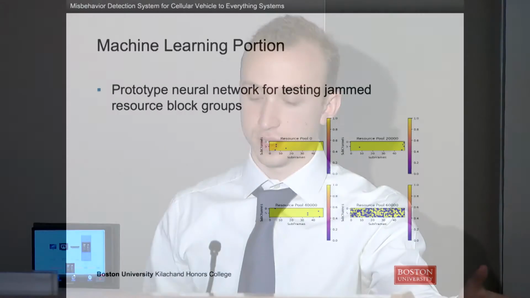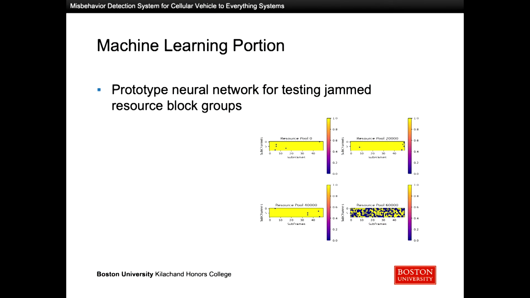Finally, for the machine learning portion, we used a prototype convolutional neural net for testing the jammed resource block groups. We first worked on both IQ and resource blocks, but we ended up deciding on looking at these resource blocks. And as you can see on the right, these are different types of resource block pools, and multiple epochs, multiple test runs to get it to learn when a signal is jammed.